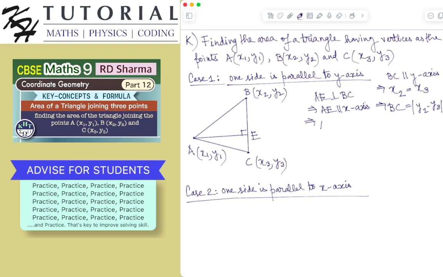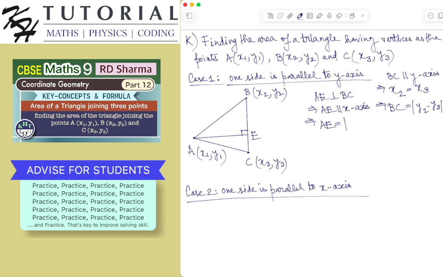So AE will be equal to, if a line segment is parallel to the x-axis, and if I know the endpoints A and E, then I can find the length of AE. It will be the absolute value of the difference of the abscissa of the points A and E. Okay. Now what will be the abscissa of E?